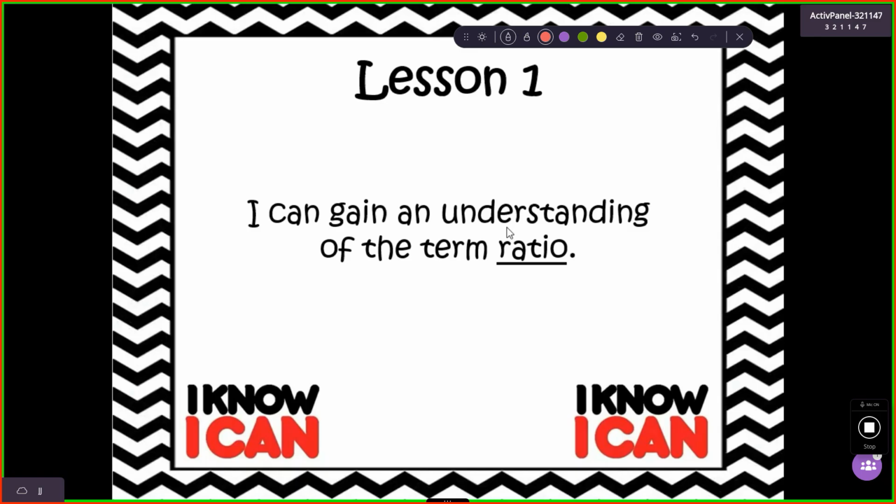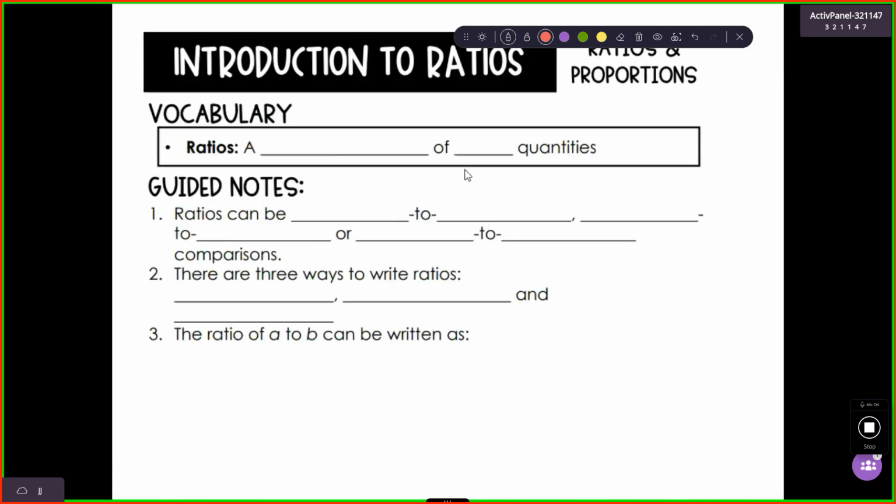And it's 1 second. We're not dragging it out. Okay? You ready? 1 second. You ready? 1, 2, 3. Perfect. Give yourself a 10-finger woo. Woo! All right. So, here we go. 1, 2, 3. I can gain an understanding of the term ratio. Perfect! Good job! All right, moving on.